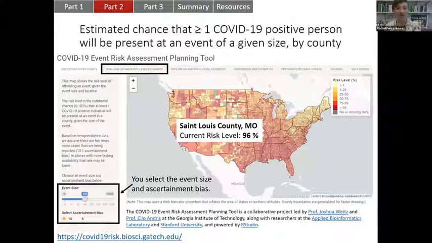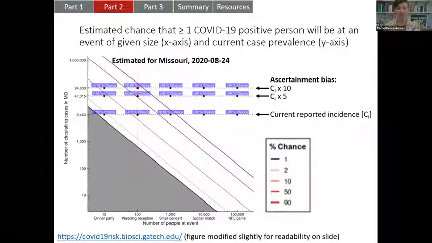You can also, with this tool, take a look in more depth at how some of these other parameters affect your risk levels using this real-time US and state level estimates tab. So you can produce plots through this tool, where the x-axis is the number of people at an event on a log scale, going from a small dinner party to an NFL game, and the y-axis is the current number of circulating cases in that place.